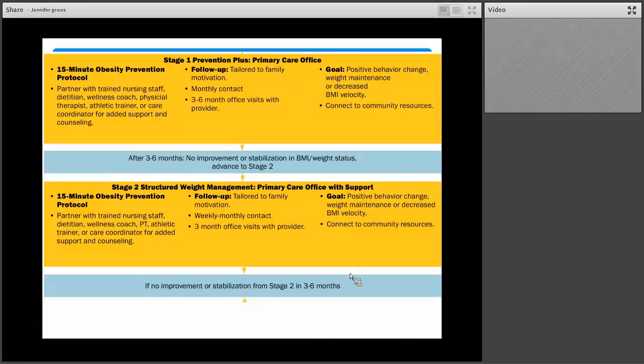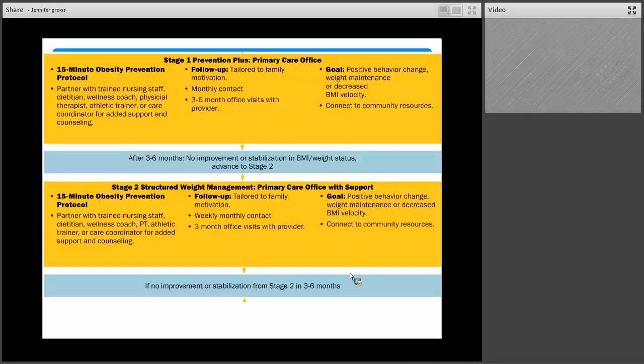They're still growing taller, so they can grow into their weight, or level off or decrease the rate of rise of their weight, or decrease their BMI velocity. So many times in that stage 1, we're not necessarily looking for them to lose weight, but more so decrease their BMI velocity, how quickly it's growing further, flatten that curve on their growth chart, or maintain their weight.